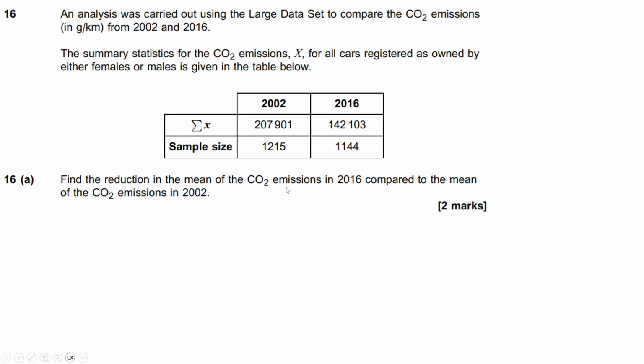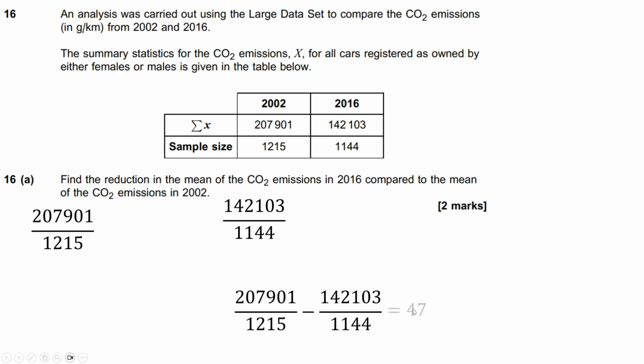Find the reduction in mean CO2 emissions in 2016 compared to the mean of the CO2 emissions in 2002. So the mean here is this full amount over 1215. So that's the mean for 2002, and then the mean for 2016 is just this over that, and you want to subtract them. If you did this one subtract that one, you'll get a negative result, but just take the positive. Just take the absolute value of it if you want to. Anyways, if you do that, you'll get 47.